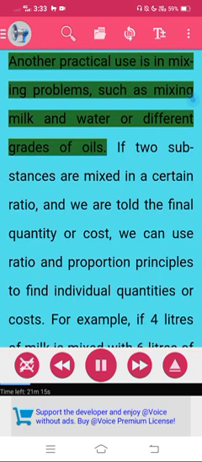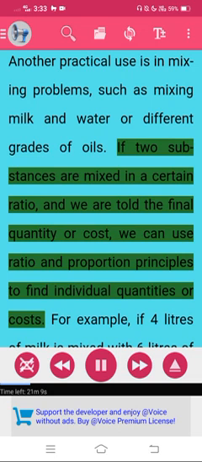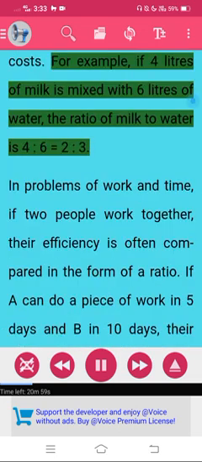Another practical use is in mixing problems, such as mixing milk and water or different grades of oils. If two substances are mixed in a certain ratio, and we are told the final quantity or cost, we can use ratio and proportion principles to find individual quantities or costs. For example, if 4 liters of milk is mixed with 6 liters of water, the ratio of milk to water is 4:6 equals 2:3.